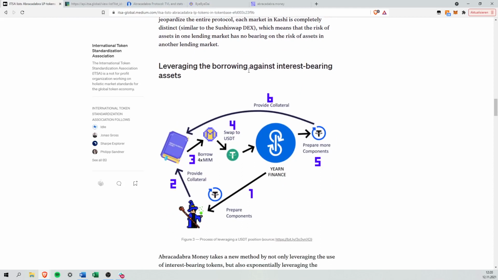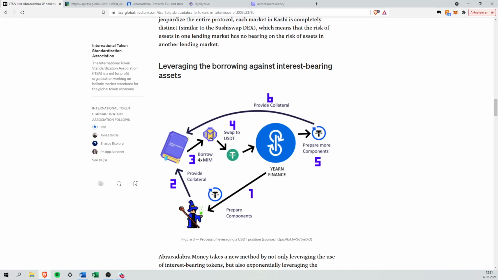The leverage and borrowing against interest-bearing assets. I think this infographic is quite useful to explain the process a little bit, how Abracadabra works. So first, I own Tether. I deposit my Tether in Yearn Finance. My Tether turns into an interest-bearing token, yUSDT. And this interest-bearing token can now be deposited in Abracadabra.